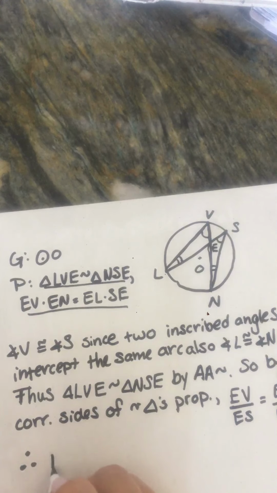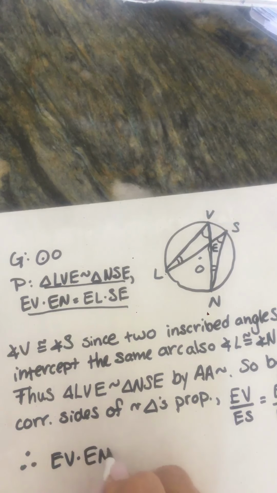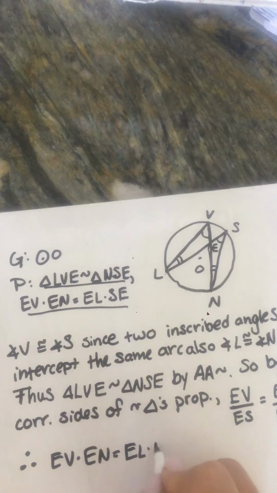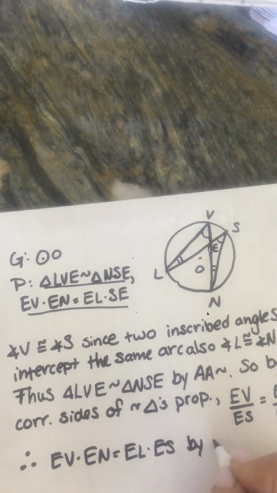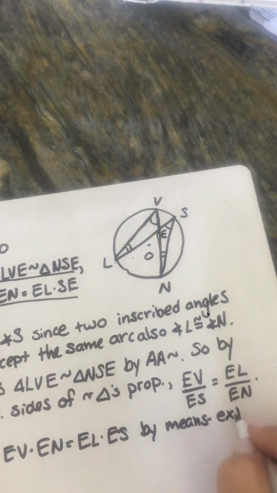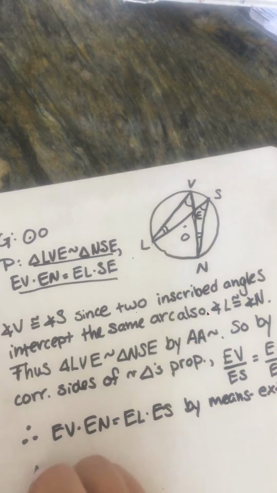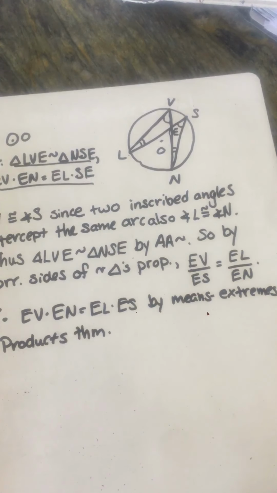Therefore, EV times EN equals EL times ES by the means extremes products theorem. Alrighty. So there's actually a little bit of review in that too. We haven't talked a whole lot about similar triangles or our means extremes product theorems, but that's a nice little refresher. It will show up on your final, so there you go.